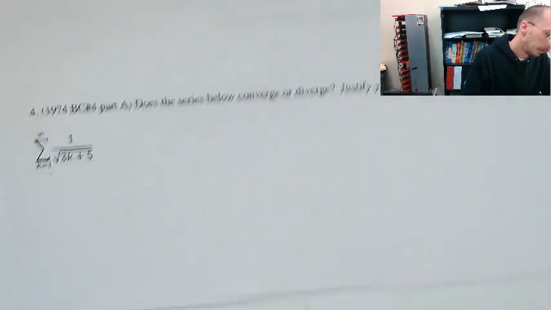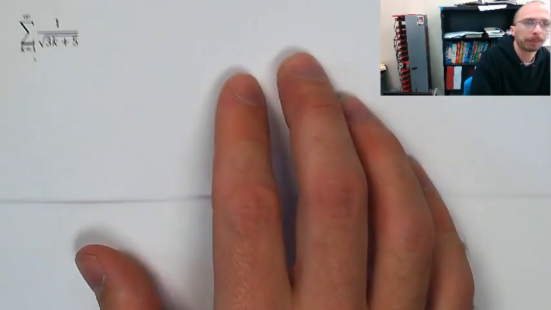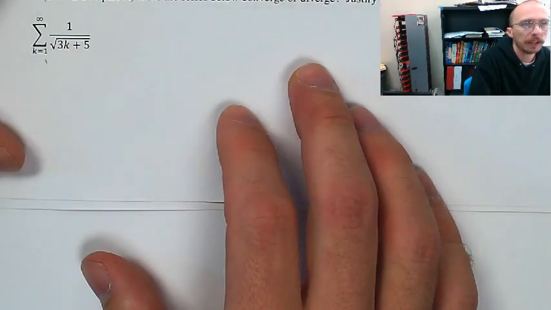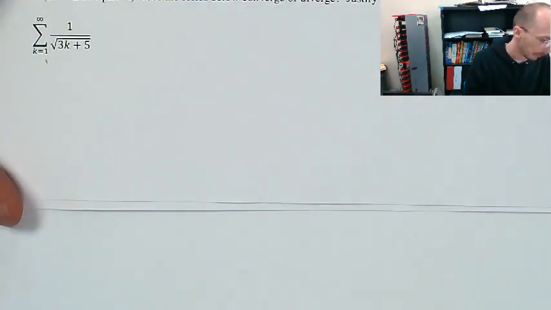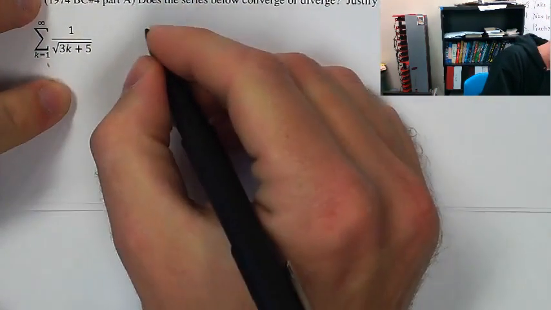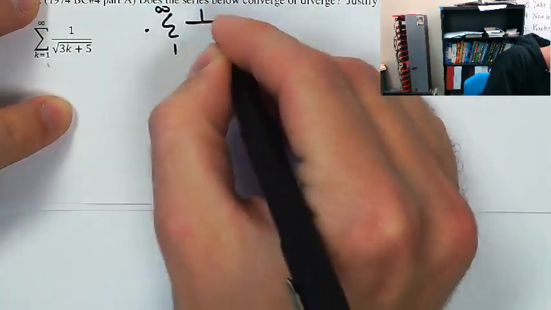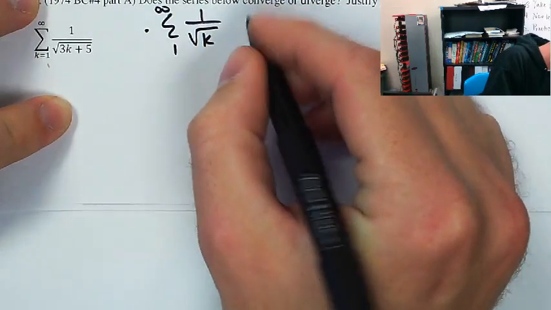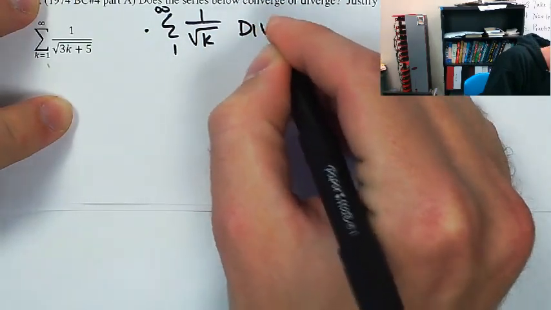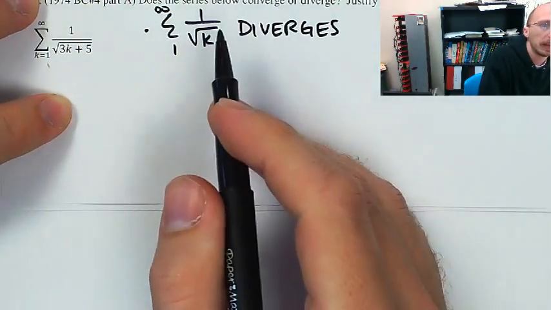All right. Here's a question from 1974, BC number 4. If I'm going to do limit comparison on this one with 1 over the square root of k, I'm going to start with, hey, I know that the sum from 1 to infinity of 1 over square root k diverges by the p-series test.